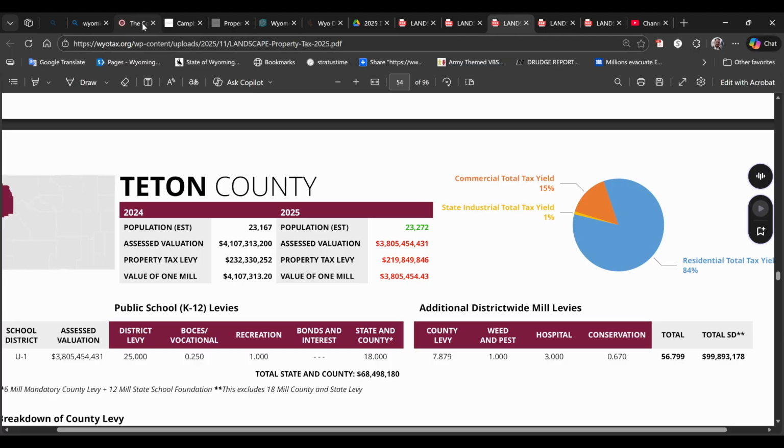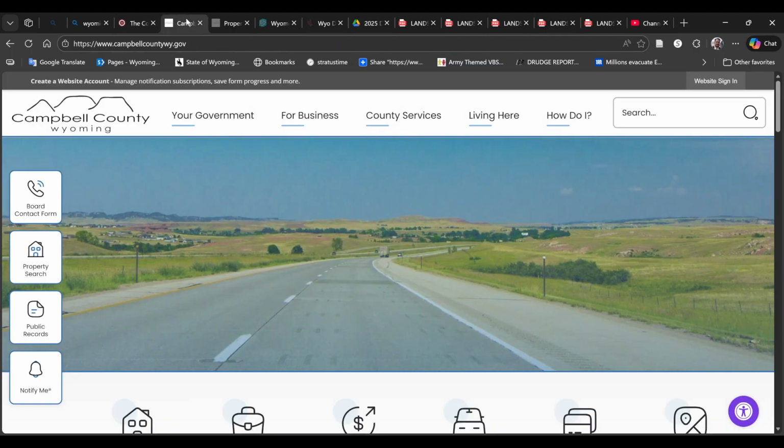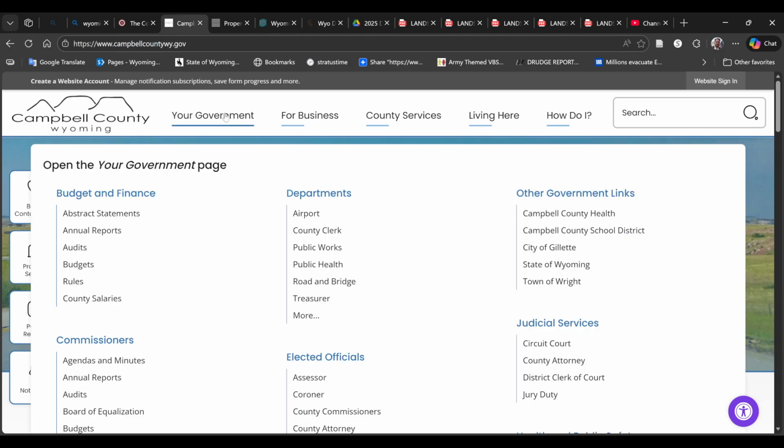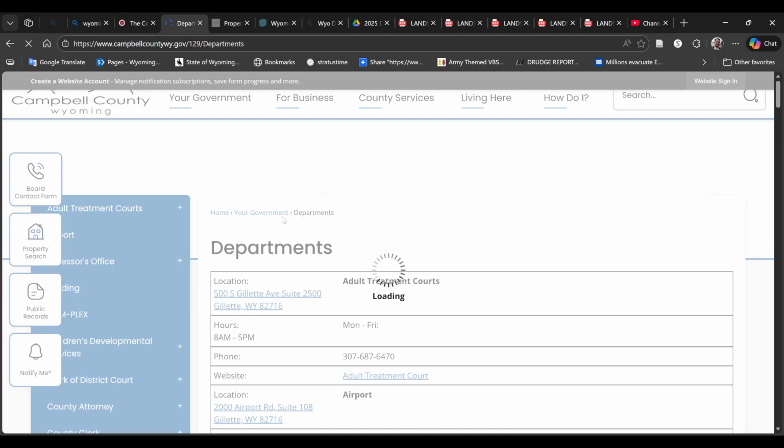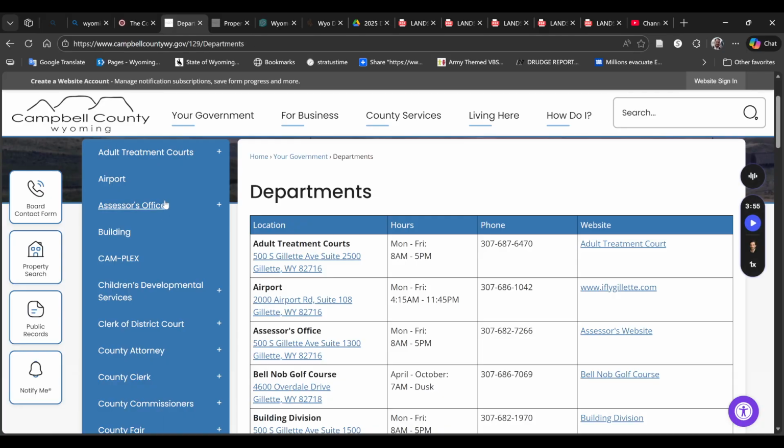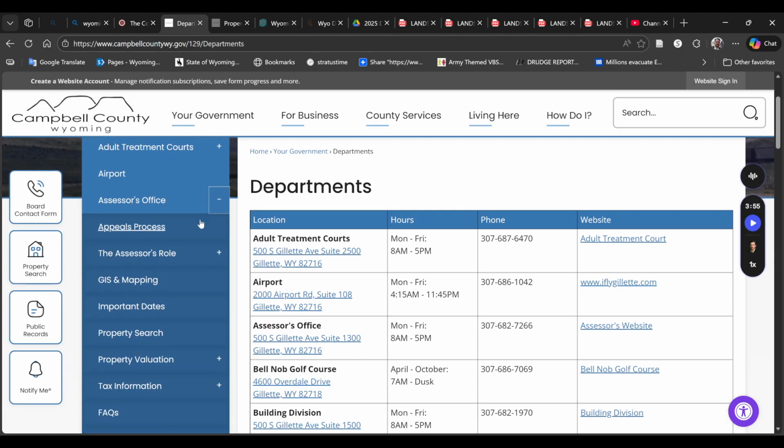So let's go back over to this second tool then, which I think is really awesome. You can find this on our Campbell County government website. Let me show you how you can get there. You type in Campbell County government, and you'll come up to the web page. And if you go over to click on your government, go to departments, what you're looking for is the county assessor's office. Here's the county assessor's office. You could just click on that link, or we'll open the little plus sign.